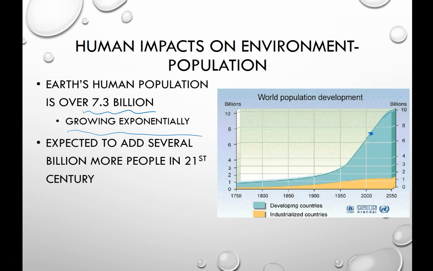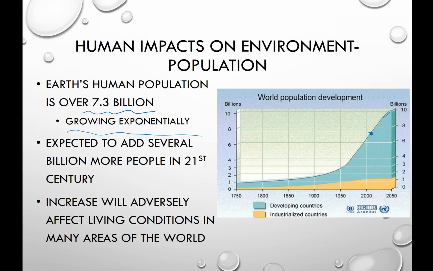And that's an interesting prospect in itself. But most population scientists, most environmental scientists predict that this rapid increase that we see in population here is going to have an adverse effect on living conditions, without some really major technological advances. So we've got over 7.3 billion people.